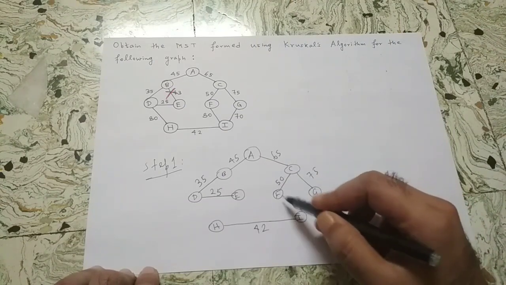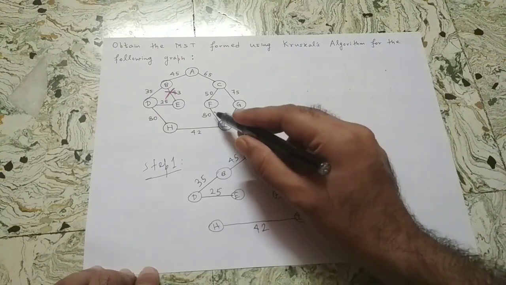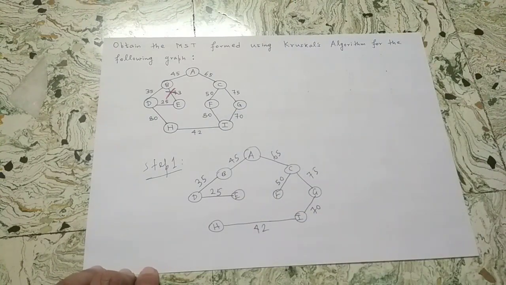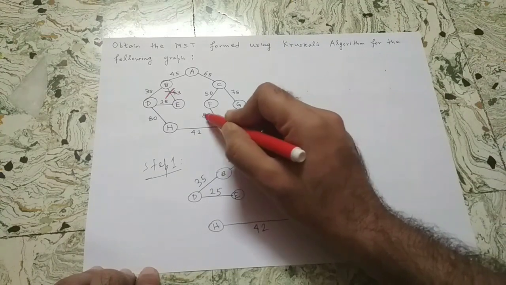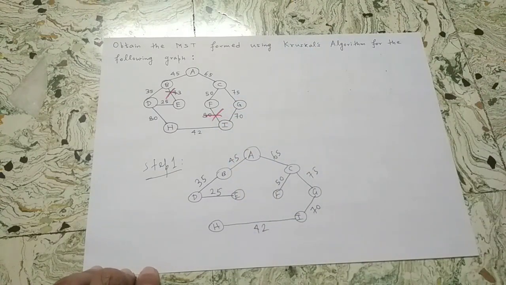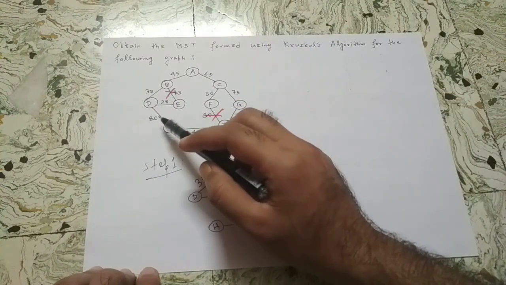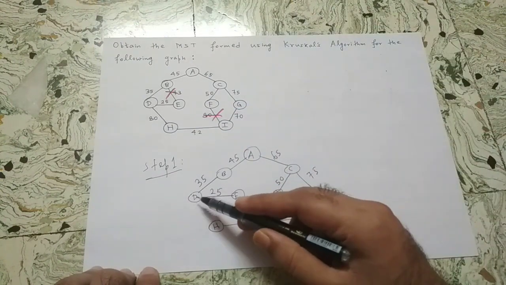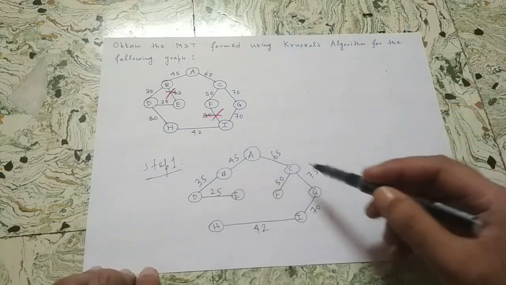So to avoid this closed figure leading to a cycle, I cannot include this edge of 80. So this edge of 80 cannot be included because it will lead to a cycle. Okay. The next edge that I have is this one, 80. Can I include this edge, 80? If I include this edge, again, it will lead to a closed figure.